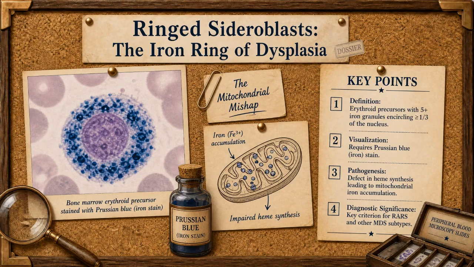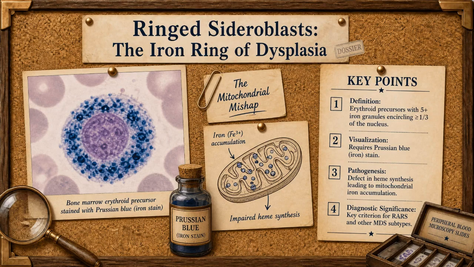What's the pathogenesis behind these ring sideroblasts? They represent a defect in heme synthesis. This leads to the accumulation of non-heme iron within the mitochondria, which then cluster around the nucleus. It's like the cell is trying to build a car, but it can't properly incorporate the engine parts.